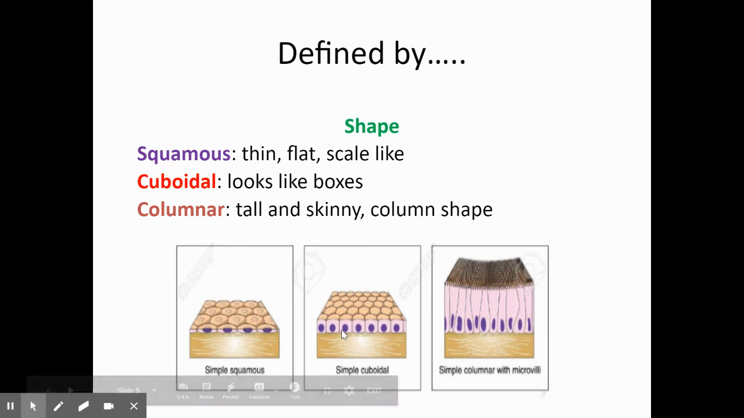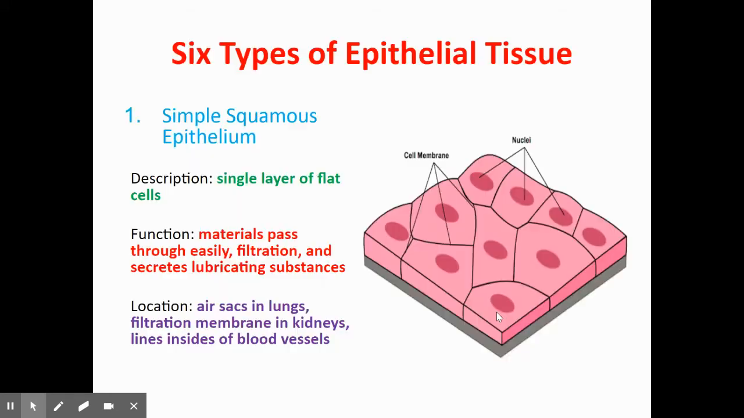The third shape that we're going to be talking about is columnar. In the word, you can actually see the word column. If you think of a column, it's tall and skinny. This is a picture of cells that are the columnar shape. They're going to be taller and they're going to be skinny. So those are columnar cells. Just a reminder, the first word tells us how many layers. The second word gives us the shape of the cell.